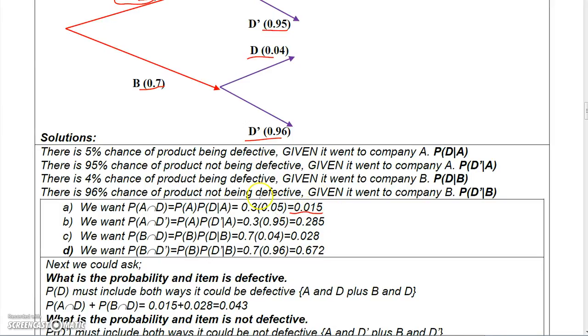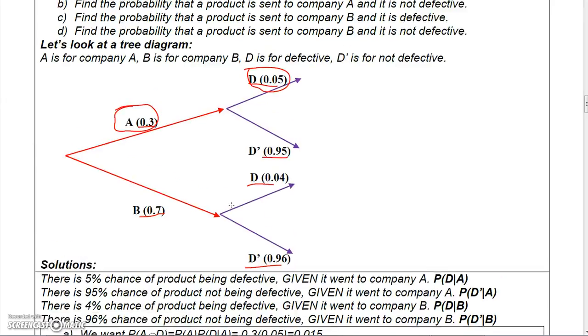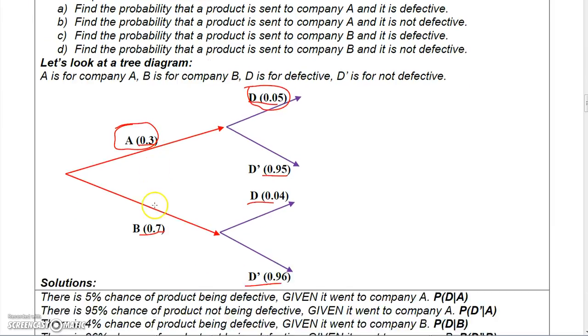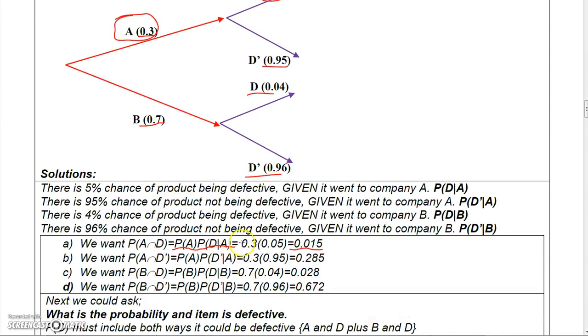Okay, because what we're really doing, to find the probability A intersect D, is calculating the probability of A and multiplying it by the probability of D given A. See, this is D given that we've followed the path A first. So this is D given A. 0.05 is D given A. So the probability of A is 0.3, the probability of D given A is 0.05, and multiplying, you get 0.015.